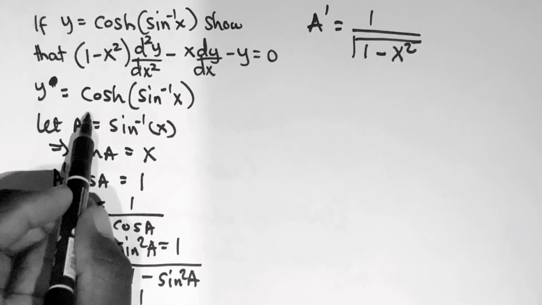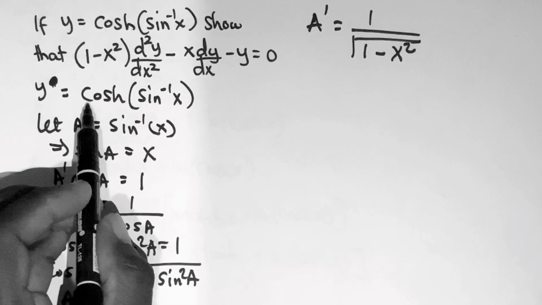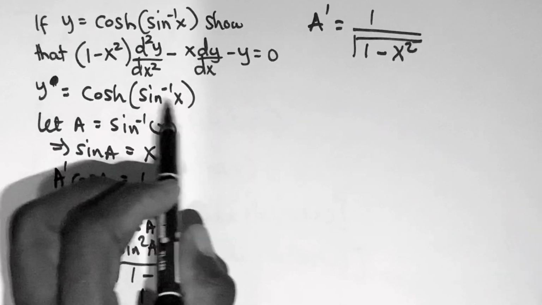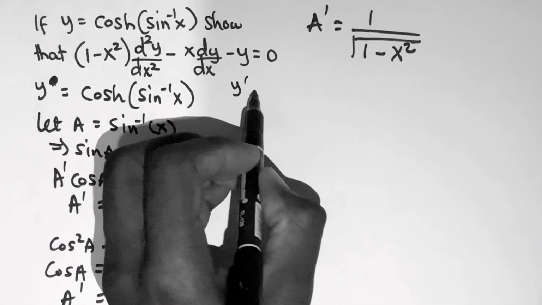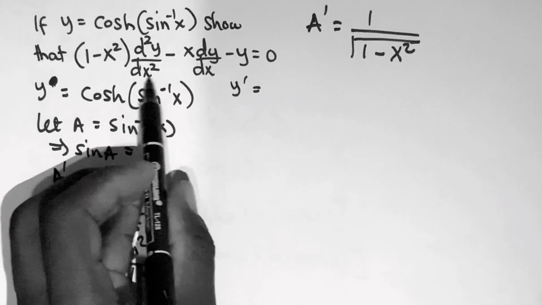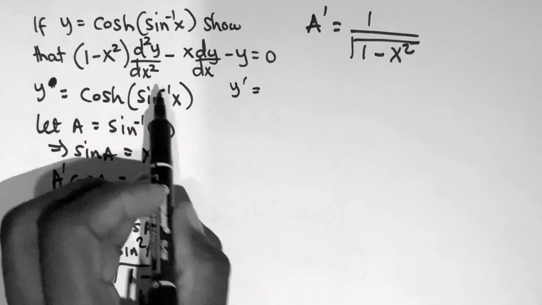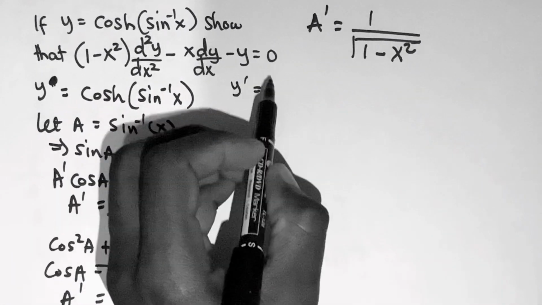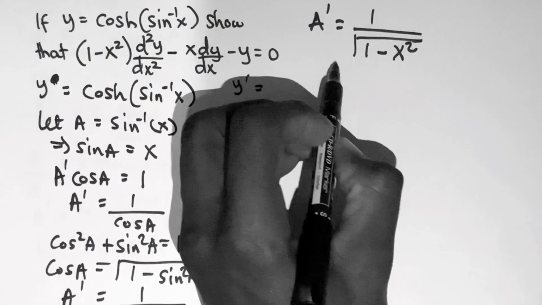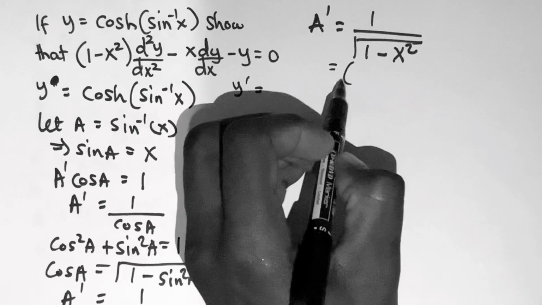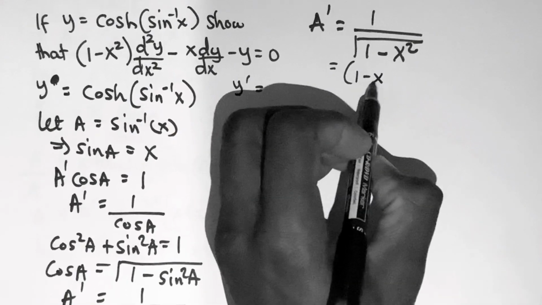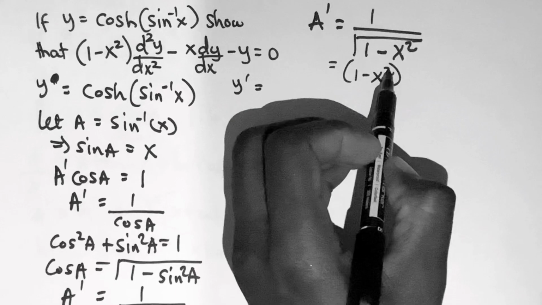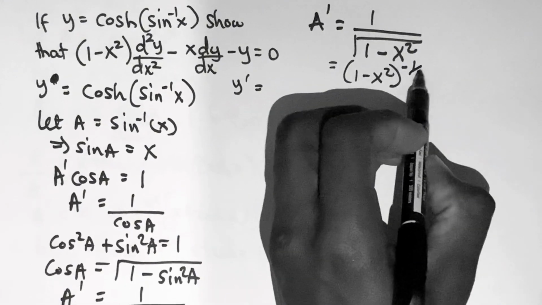So we know that y is equal to cos, in brackets, sine inverse of x. So y prime is equal to, you first differentiate what is in the bracket. And if you differentiate sine inverse of x, you are going to get this value, which can also be written as, in brackets, 1 minus x squared exponent minus 1 over 2.